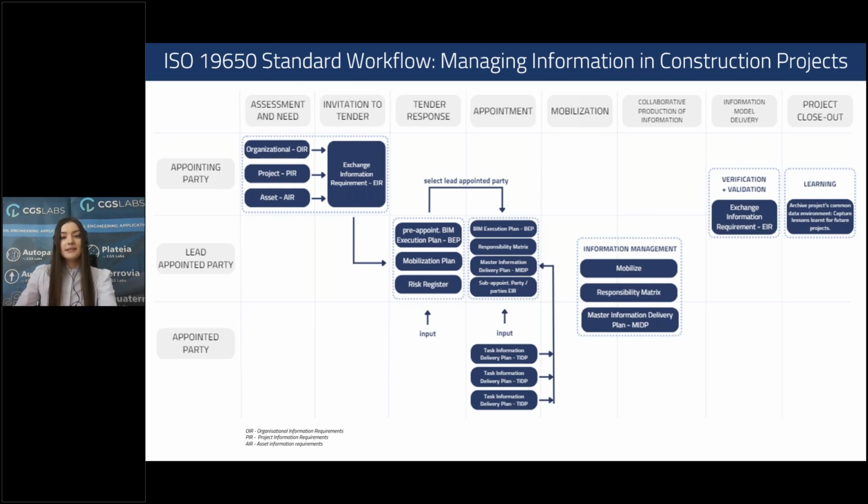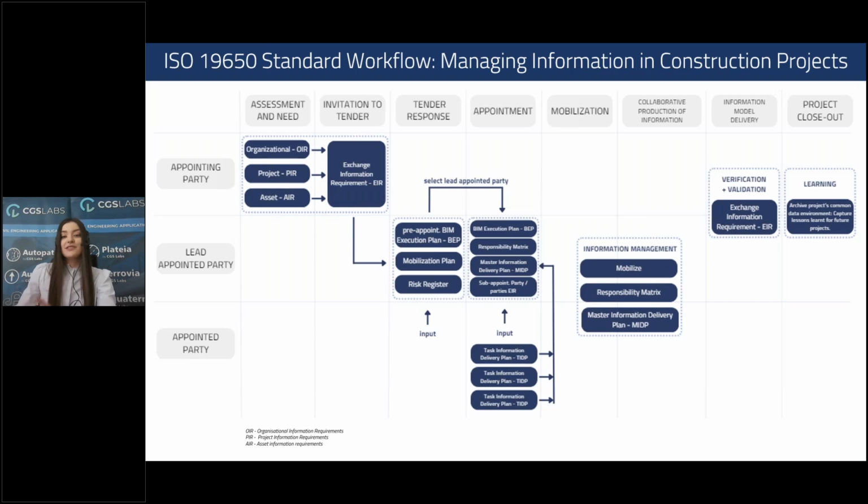Once appointed, the lead appointed party begins the mobilization step, where they prepare to start work on the project. This involves setting up the necessary resources and systems to carry out the project efficiently. The next step is information production, where the lead appointed party, along with any other appointed parties, produce the necessary information for the project. So this information is structured according to the requirements set out in the exchange information requirements and the BIM execution plan.